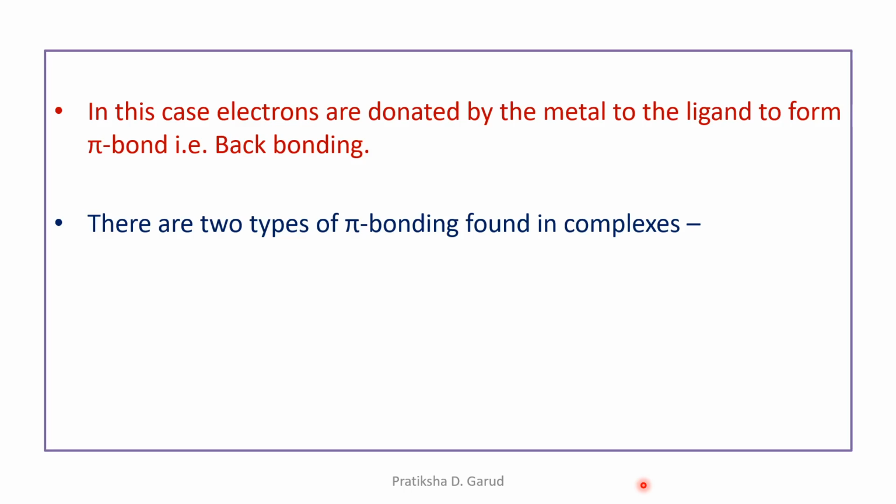There are two types of pi bonding found in complexes. The first one is d-pi p-pi bonding. That means the bond is formed between the d orbital of metal and the p orbital of the ligand. And the second one is d-pi d-pi bonding, in which the pi bond is formed between the d orbital of metal and the d orbital of the ligands. So let's study these two types of pi bonding.